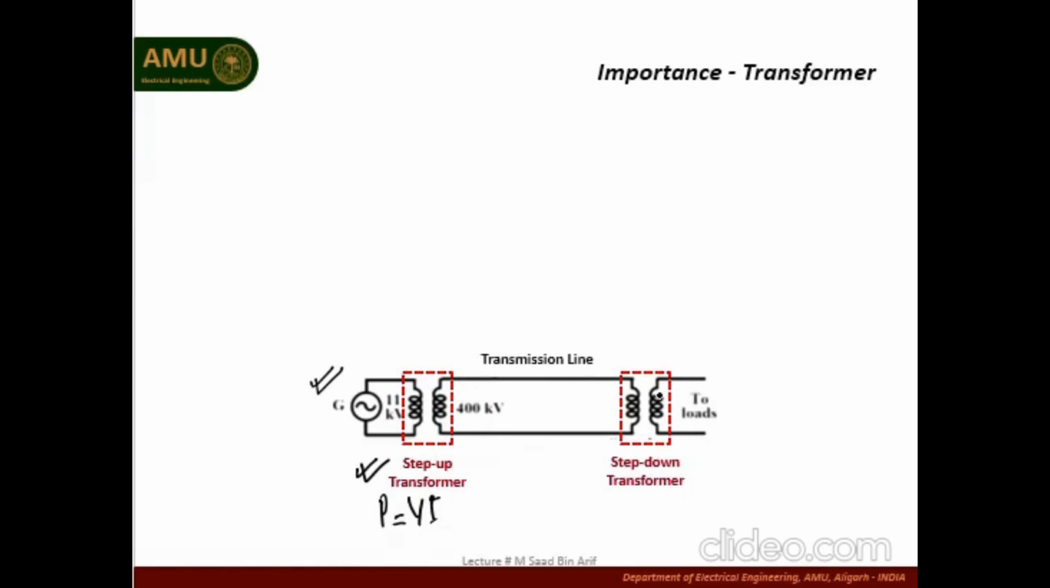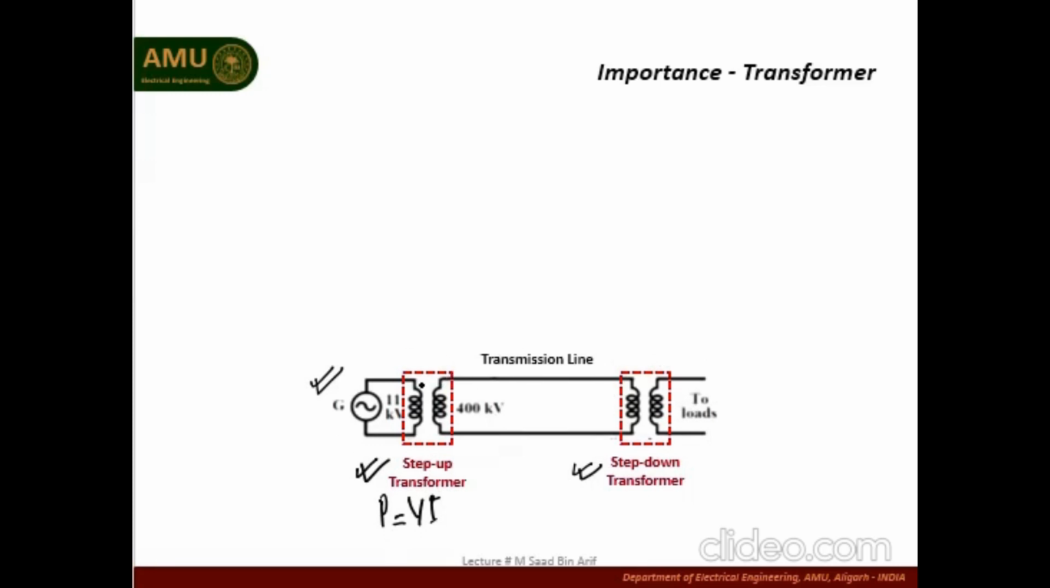At the load end, since the load is at lower voltage, our requirement is a low voltage. So again we will use another transformer. That transformer again changes the voltage from one level to another, and this time it will change the voltage from the high level to the low level as per our requirement at the load end. So this is how a transformer plays an important role in a transmission system.